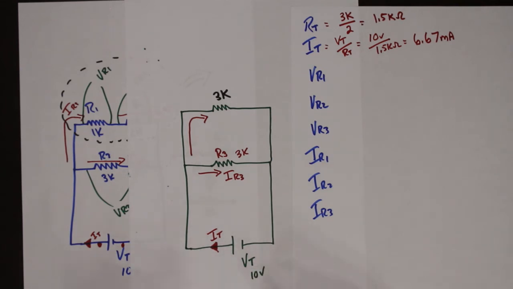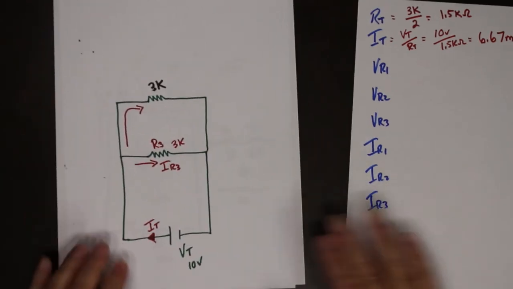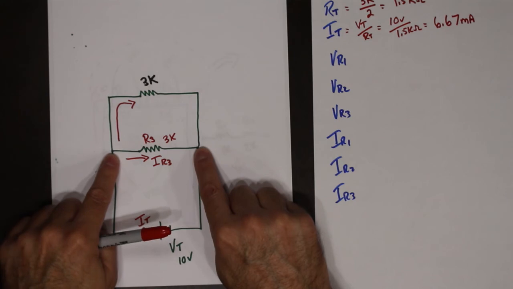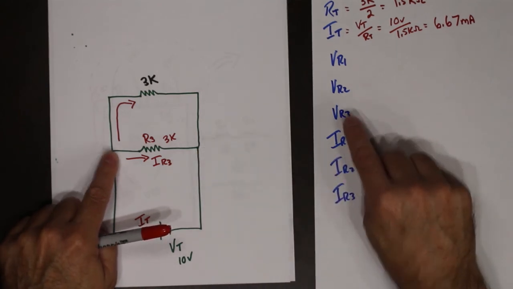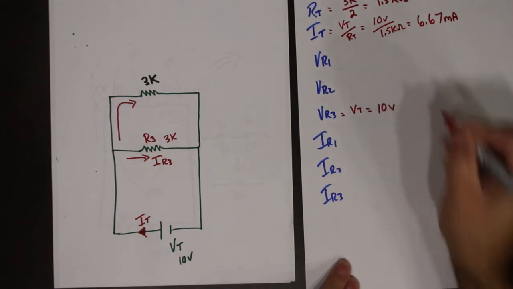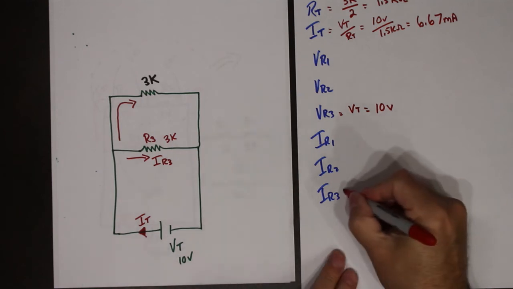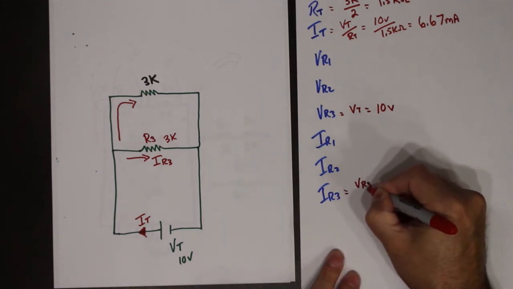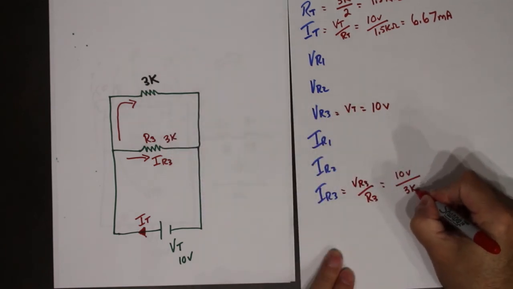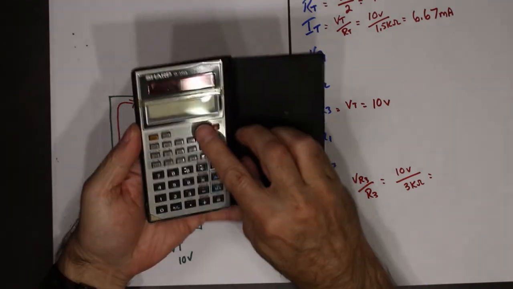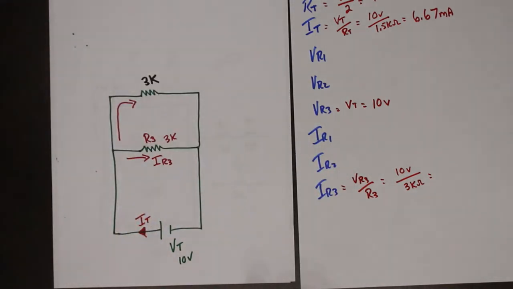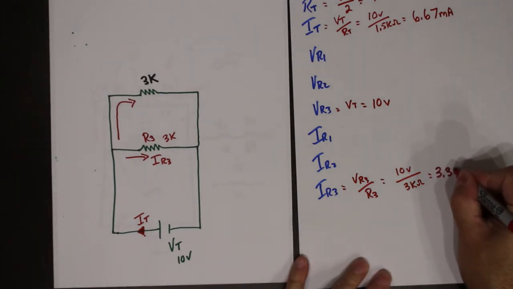All right. Now, what else do I know? Well, I know that V total is across R3. So the voltage across R3 is equal to V total, which was 10 volts. I know that IR3 is VR3 divided by R3. Ohm's law says 10 volts divided by 3K. So I have 3.33 milliamps.